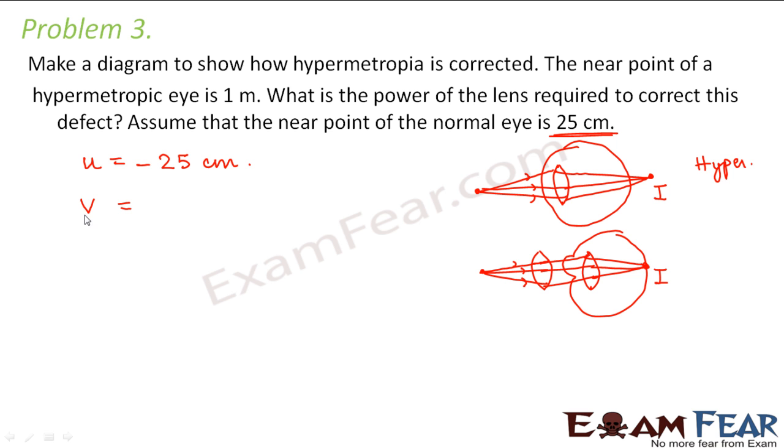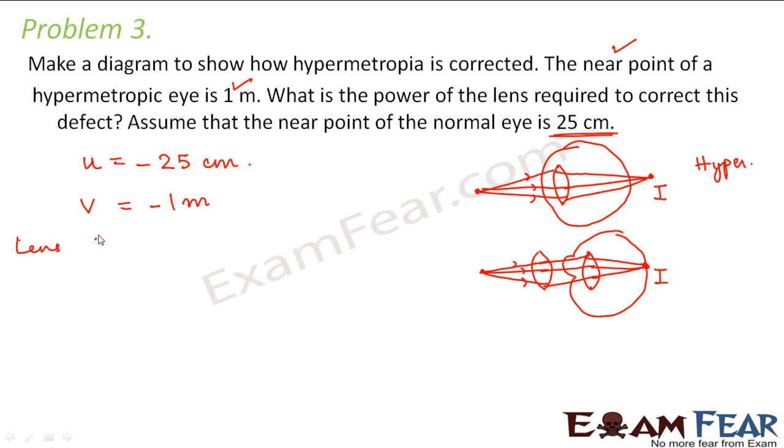What will be V? That is the image. The distance of image formation, that is the near point of the hypermetropic eye, which is equal to 1 meter. That means the nearest distance of the object for which you can view the image, that is 1 meter. So that means the image is formed at a distance of 1 meter from the lens. So this is again negative.